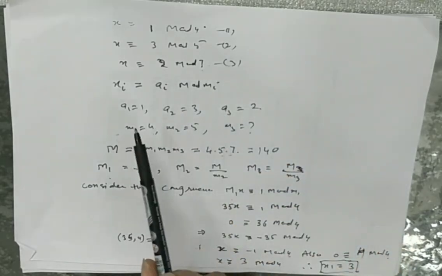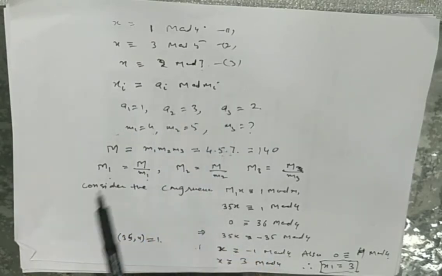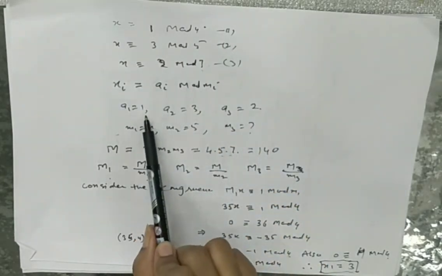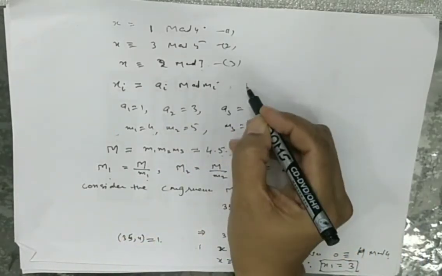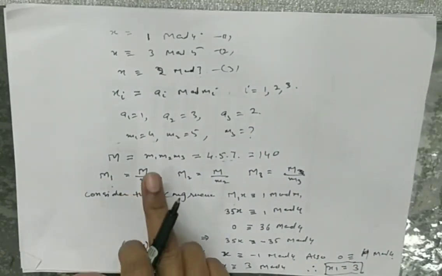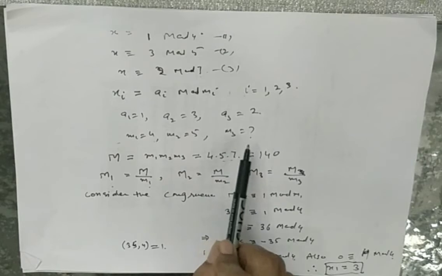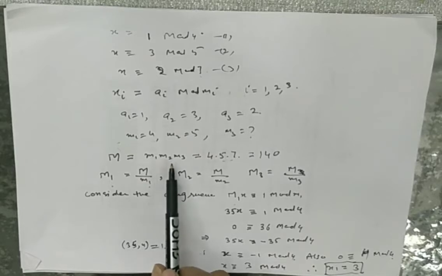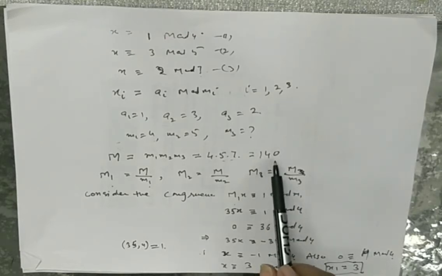So for this we take these congruences, first congruence, that is x is congruent to a1 modulo m1. If we compare it with x is congruent to a_i modulo m_i, where i varies from 1, 2 and 3, then a1 is 1, a2 is 3 and a3 is 2, and m1 is 4, m2 is 5 and m3 is 7. First of all we will find this capital M, that is equal to the product of m1, m2, m3. So it is 4 into 5 into 7, that gives us 140.